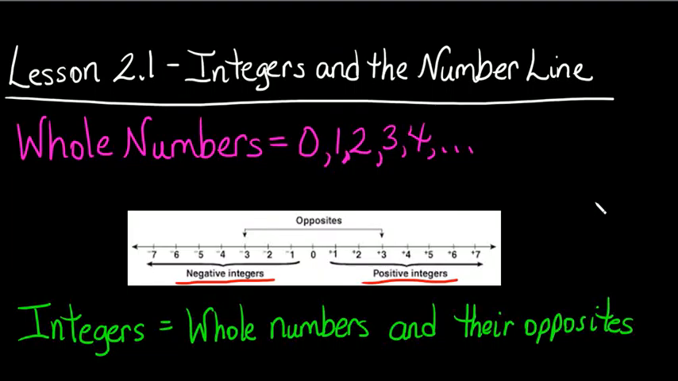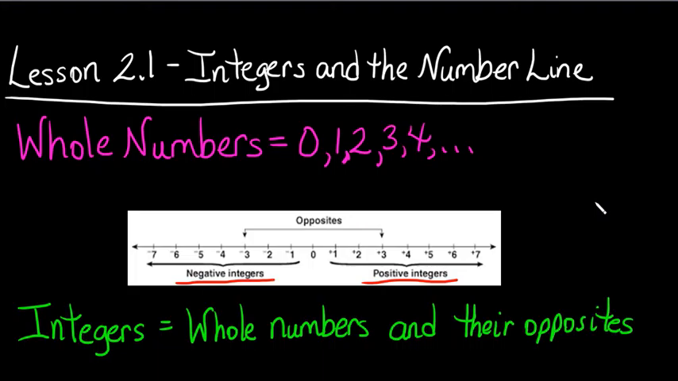Hey, algebra students, congratulations on finishing your first chapter in algebra. Our second chapter we're going to start today. This whole entire chapter is going to talk about different types of numbers, and those are integers and rational numbers. So today we're going to start with integers.